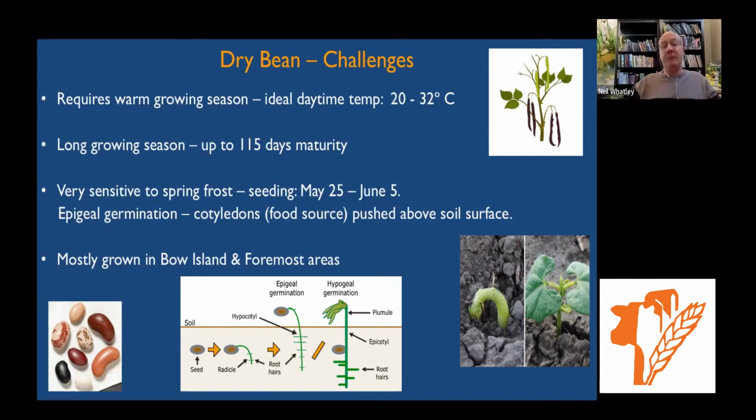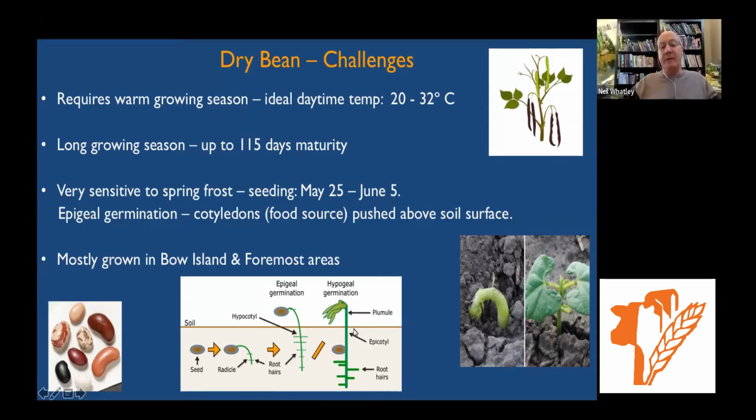It's got epigeal germination, which is the same as a soybean. So the cotyledons, the food source, is pushed above the soil surface. So you can see the diagram just at the bottom there. Okay, in the diagram in the middle at the bottom, epigeal is the second from the right. So you can see the seed, the cotyledon, which holds the food inside the seed, it goes above the soil surface as it's germinating. And so if that gets nipped by frost, the whole plant dies.